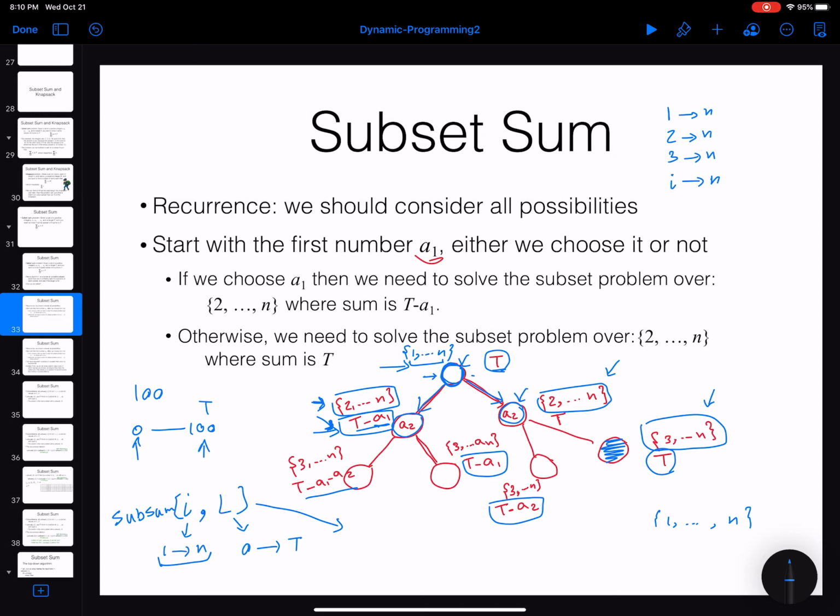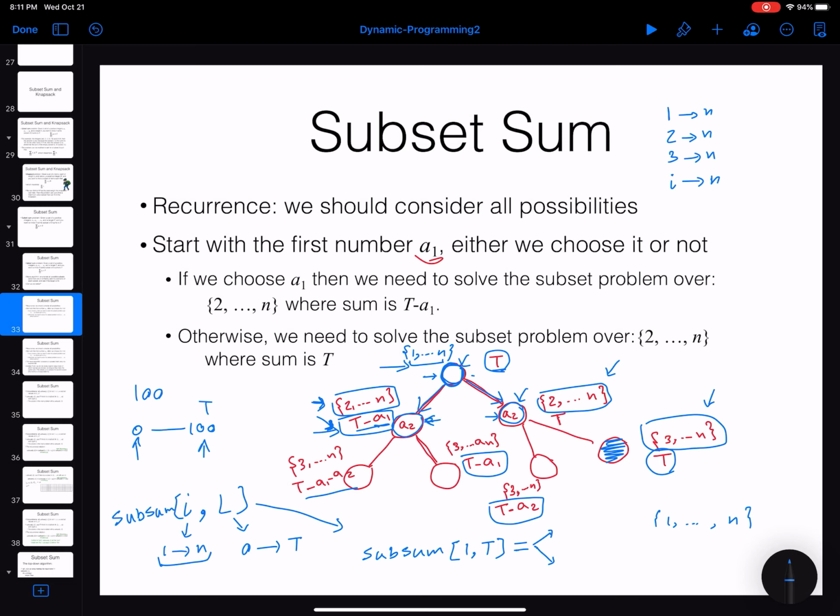But how can I write this recursive relation? For the very first subproblem, the subproblem is subsum for 1 and t. These are exactly the two parameters for my problem, right? All the numbers from 1 to n and the target value equal to t. If this one is true or this one is true, the answer is going to be true. So the answer is coming from two cases.